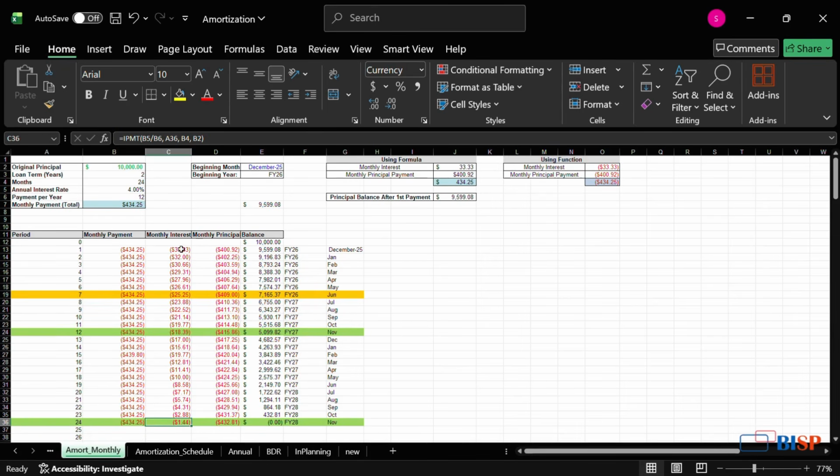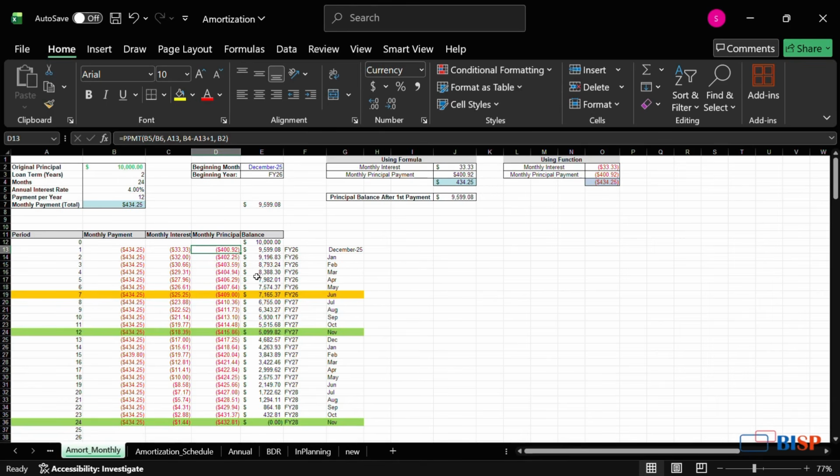For example, the interest starts at approximately $33 and gradually declines every month. At the same time, the principal repayment keeps increasing. This happens because the total payments remain fixed. So, as interest decreases, more of the payment is applied towards reducing the principal. This is the core concept of loan amortization.